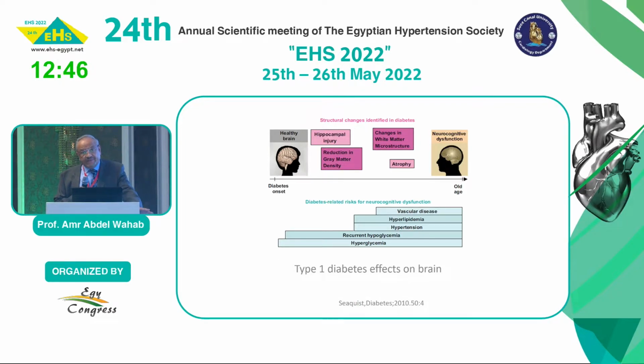I start with type 1 diabetes. For type 1 diabetes, the complication may be related to the date of onset. If the patient developed type 1 before 7 years of age, you have severe effects on his mental health and memory. This is because hyperglycemia affects the hippocampus and leads to hippocampal injury. There is also reduction in the gray matter, changes in the white matter and microstructure, brain atrophy, and then finally neurocognitive dysfunction.